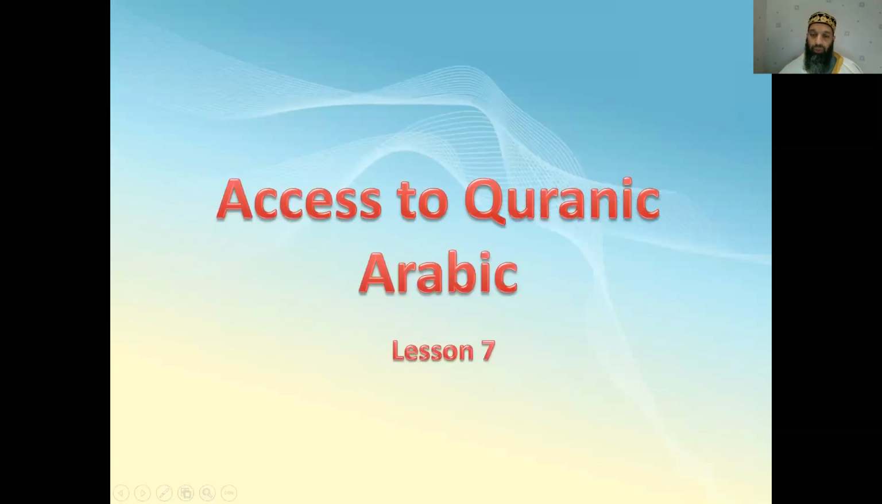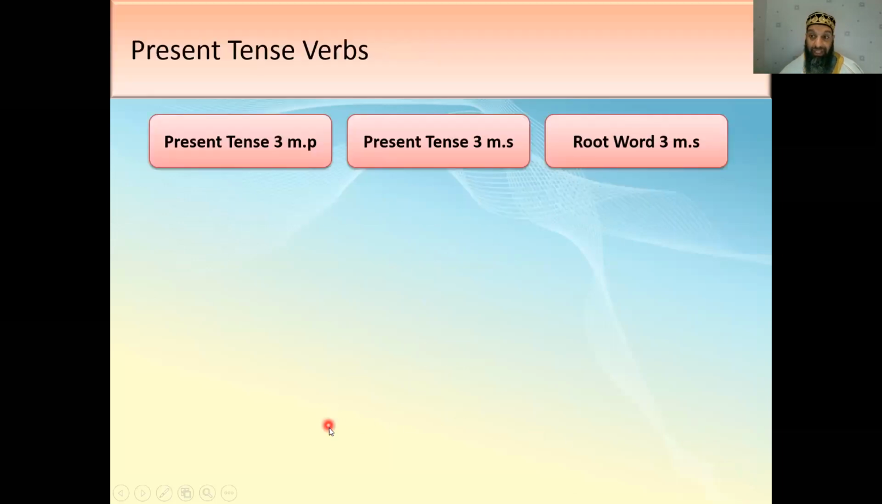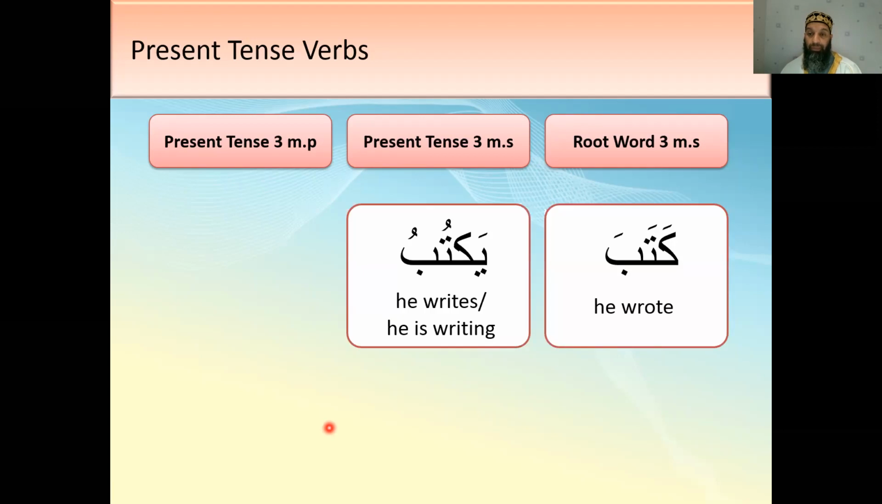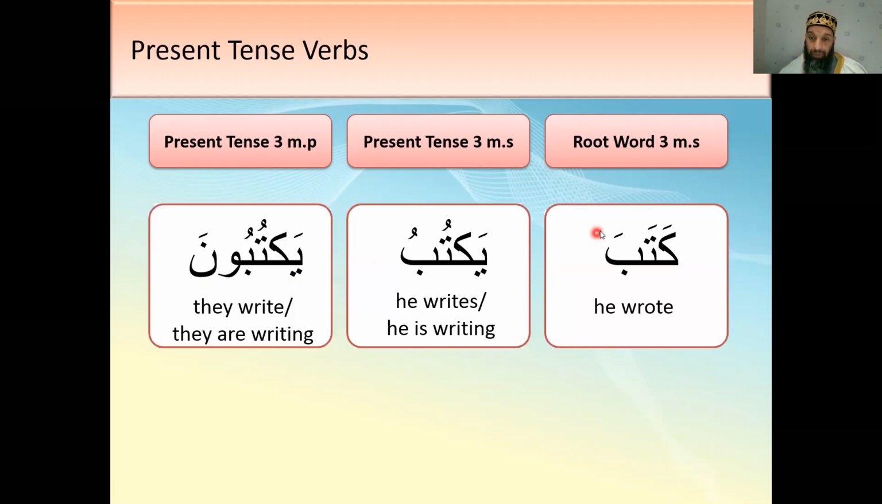7, 8, 9, 10, four lessons left. Okay, present tense verbs. So we've done past tense verbs. With the past tense verbs, you get the root word and you attach something, a suffix, at the end of the verb. Now we're doing present tense. This is an example of present tense.